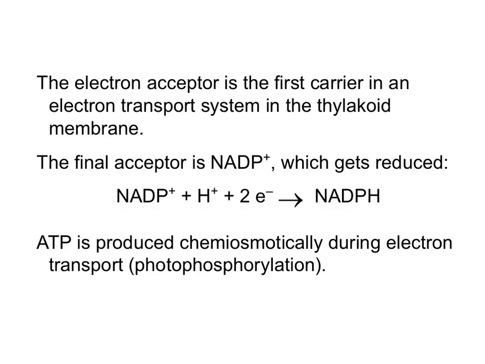The electron acceptor is the first carrier in the electron transport system in the thylakoid membrane. Your final electron acceptor at the end of the electron transport chain is NADP+, which is going to get reduced down to NADPH. In this electron transport chain, we're also going to produce ATP because we can create a chemiosmotic gradient. We can create a concentration gradient on either side of the thylakoid membrane, similar to the way that we did when we talked about oxidative phosphorylation. Although in this case, this ATP is going to be referred to as produced by photophosphorylation.